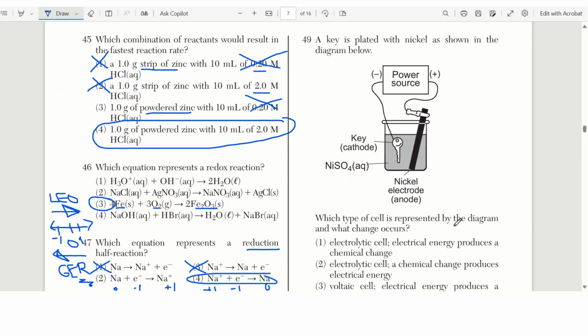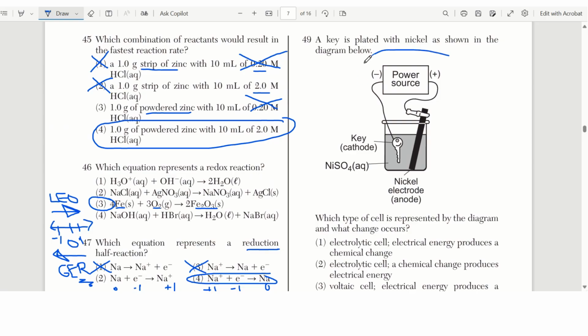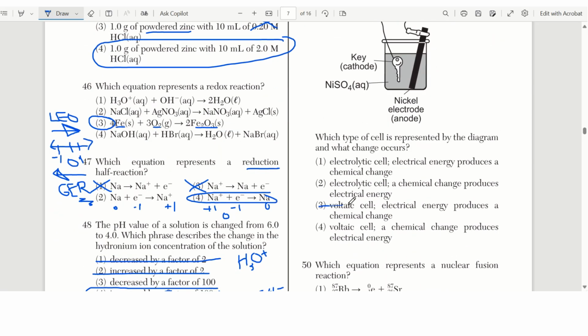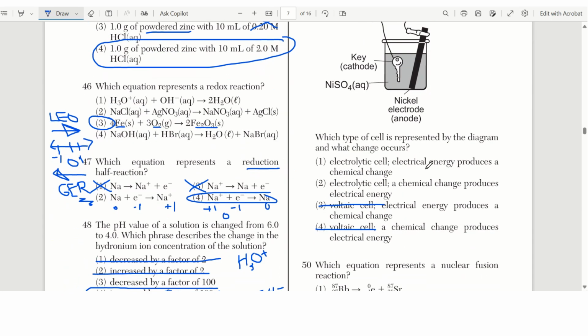Number 49. What type of cell is represented by the diagram and what change occurs? Well, first of all, see this power source? That means it's electrolytic. So these are wrong. Now, what energy change happens? Well, think about this. The power source is providing electricity. So we start with electrical energy. Okay. And that electrical energy is what produces the chemical change.